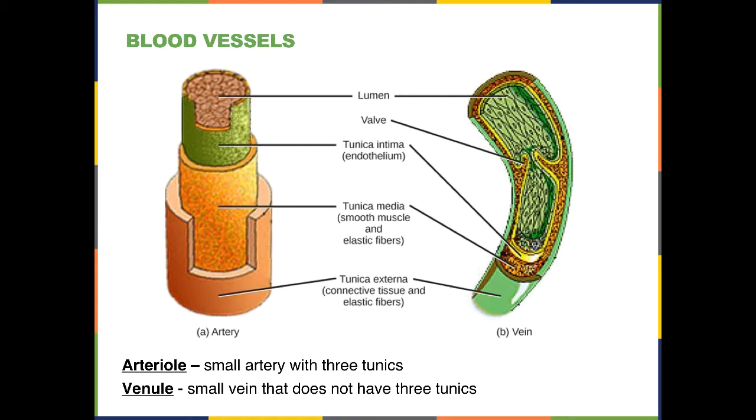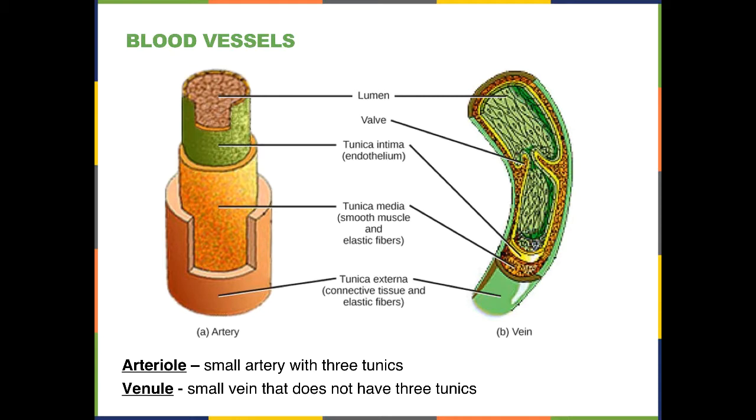The tunica intima, which is the internal part of the blood vessel. The tunica media, which is the medium or the middle part, which has smooth muscle that allows for vasoconstriction that we talked about before, and elastic fibers. And then the tunica externa, which has the connective tissue and elastic fibers. Now, small arteries still have all three tunics, and they're called arterioles, whereas venules are small veins that do not have all three of these layers.